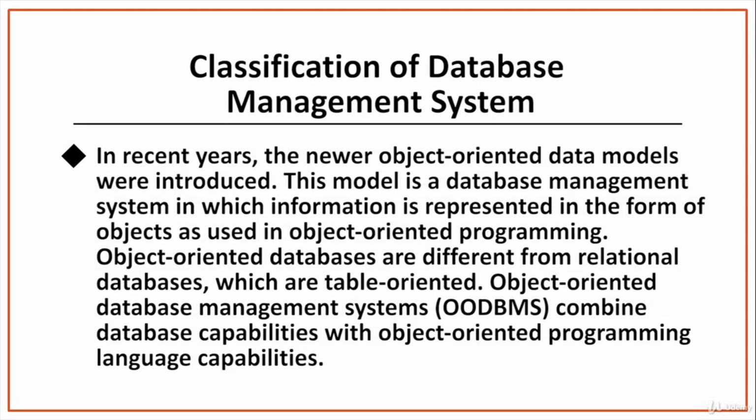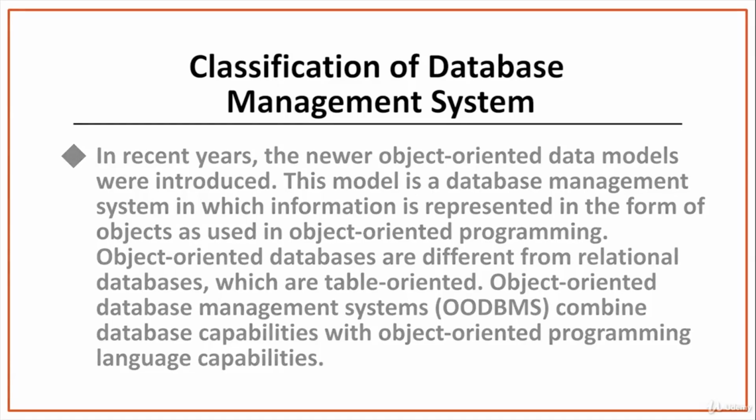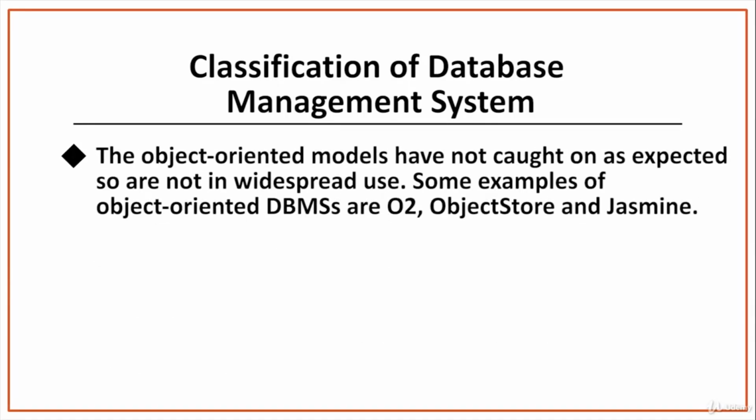This model is a database management system in which information is represented in the form of objects as used in object-oriented programming. Object-oriented databases are different from relational databases, which are table-oriented. Object-oriented database management systems, or OODBMS, combine database capabilities with object-oriented programming language capabilities. The object-oriented models have not caught on as expected, so are not in widespread use. Some examples of object-oriented DBMSs are O2, Object Store, and Jasmine.